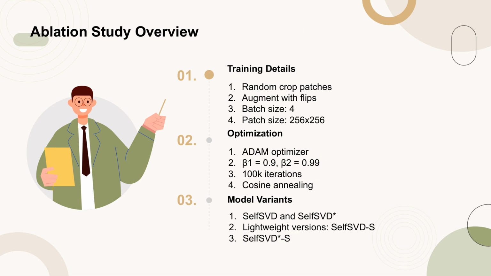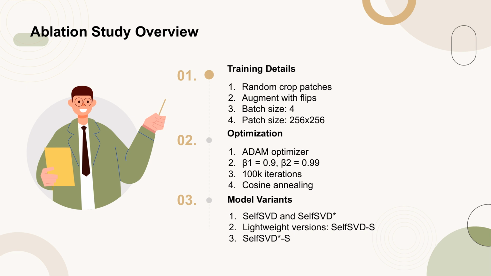The ablation study focuses on the training details, optimization strategies, and model variants. During training, patches are randomly cropped and augmented with random flips. The batch size is set to 4, and the patch size is 256 × 256. The model is trained using the Adam optimizer with beta 1 set to 0.9 and beta 2 to 0.99 for 100,000 iterations. A cosine annealing strategy is employed to steadily decrease the learning rate from 1 × 10^-4 to 1 × 10^-7.